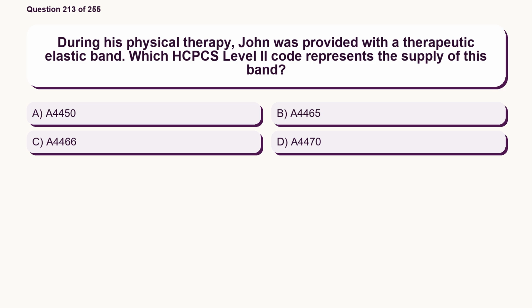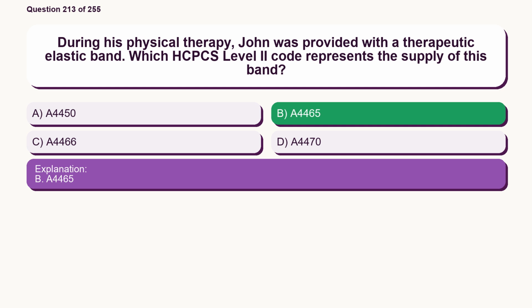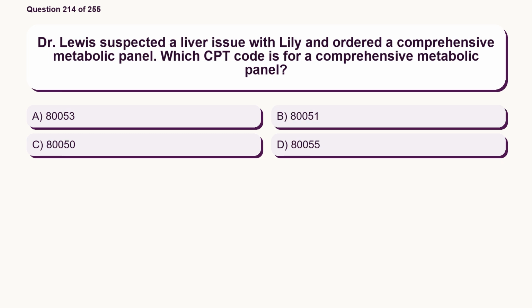During his physical therapy, John was provided with a therapeutic elastic band. Which HCPCS Level II code represents the supply of this band? Option A, A4450. Option B, A4465. Option C, A4466. Option D, A4470. The correct answer is option B, A4465. Question 214.